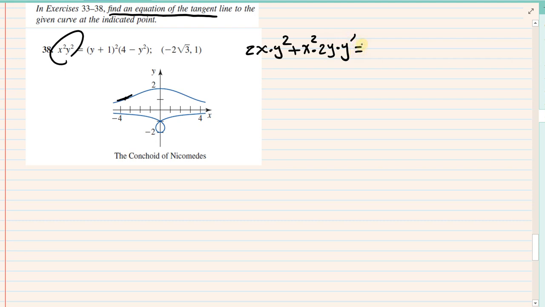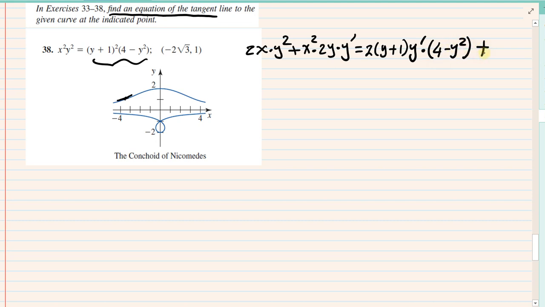And that's going to equal, on the other side, we have the product rule, right? We got the product rule on the other side also. Derivative of (y plus 1) squared is going to be 2 times (y plus 1). And the derivative of the inside is just 1, so we don't write that. Times (4 minus y squared). The derivative of the inside is 1, and then we go y prime, right? Every time we take the derivative of y, there's a y prime. Times (4 minus y squared).